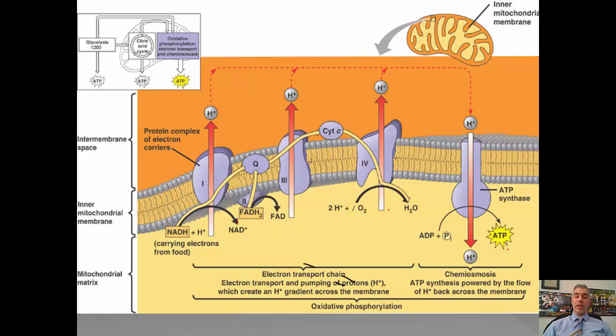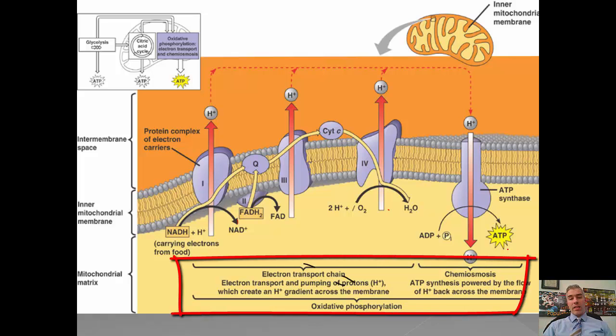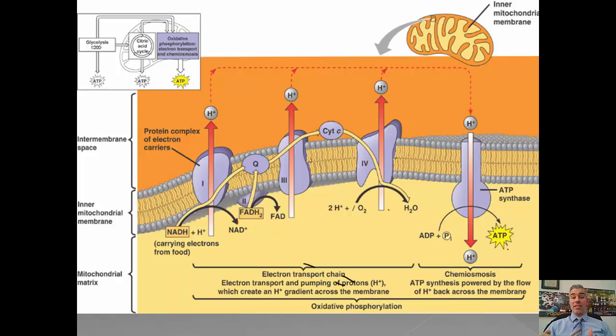So collectively, the electron transport chain, which is the passing of the electrons and pumping hydrogens across, and the process of chemiosmosis, which is the hydrogens flowing back across the membrane, causing ATP synthase to spin, the whole collective thing is called oxidative phosphorylation. And as I said, remember, this generates lots and lots of ATP.